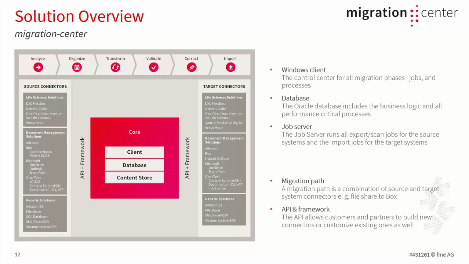And then on the left and right hand side here, you see the API framework. We call them job servers. The job servers run all export and scan jobs for the source system, and also import jobs for the target system. So those are connected directly to the system. You see on the left hand side the source systems that we have out of the box, and on the right-hand side the target systems that we have.